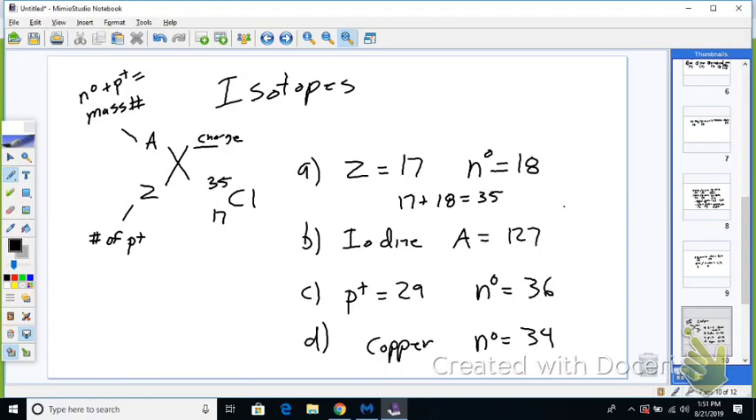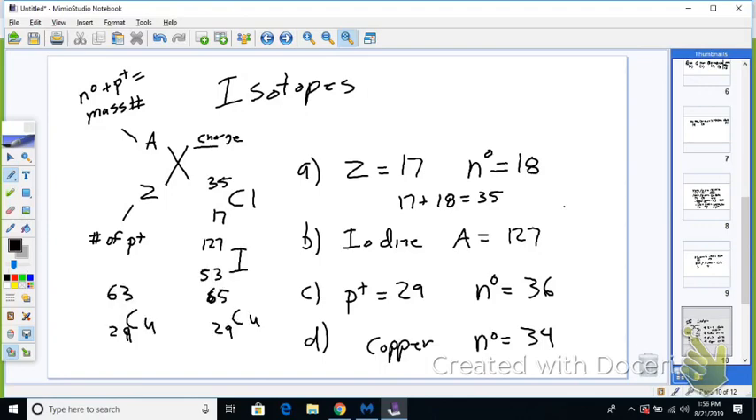Okay, so these are all going to be whole numbers. So what I'd like you to attempt to do is do B, C, and D. And you're going to do the same that I did. You're going to write the symbol. Basically, you're going to write whatever's missing. There's going to be one thing that's missing, and you got to figure out what that is. Either you don't know what the element is, you don't know the mass number, or you don't know the number of protons, which is the atomic number. So go ahead and do those three.